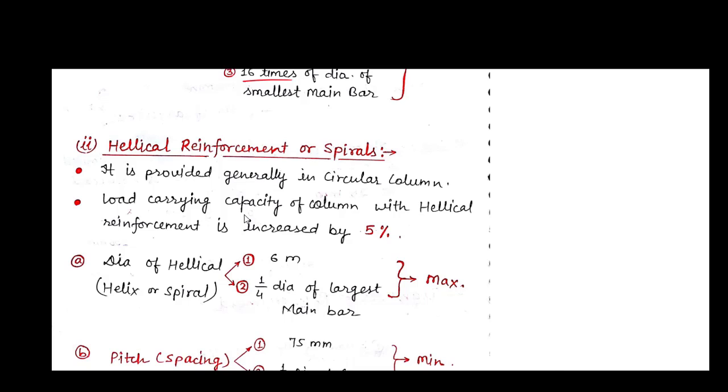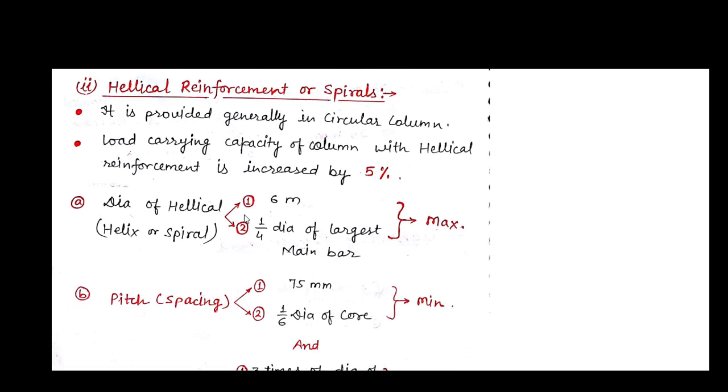Second type of transverse reinforcement is helical reinforcement or spirals. As we have already told you, it is generally provided in circular column, and also you know that the minimum number of bars for circular column is 6. So you have to remember this also. Load carrying capacity of column with helical reinforcement is increased by 5%. So while we are providing helical reinforcement in the circular column, its load bearing capacity will increase by 5%.